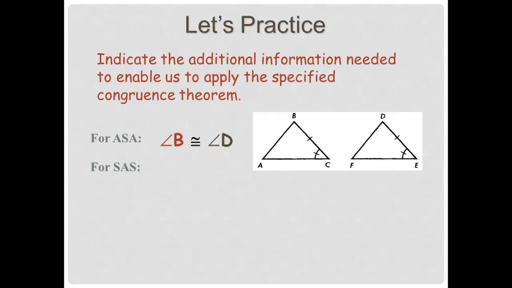Next is side angle side. This time I need the sides on the other end of the two angles. That would be sides AC and FE. Last is angle angle side. For that, I would need angles A and F.